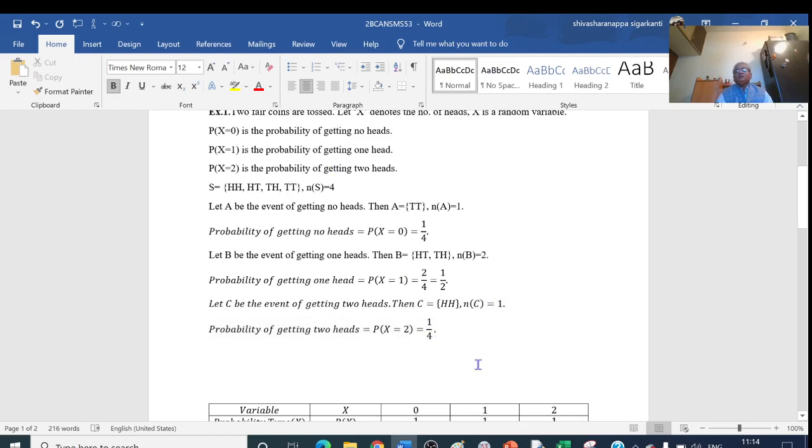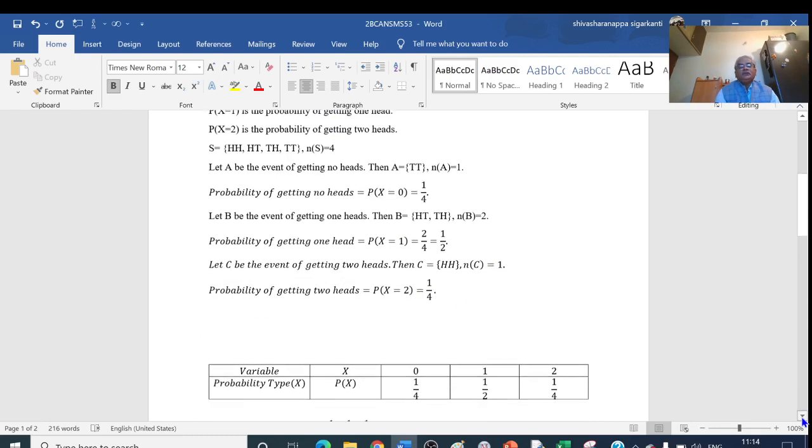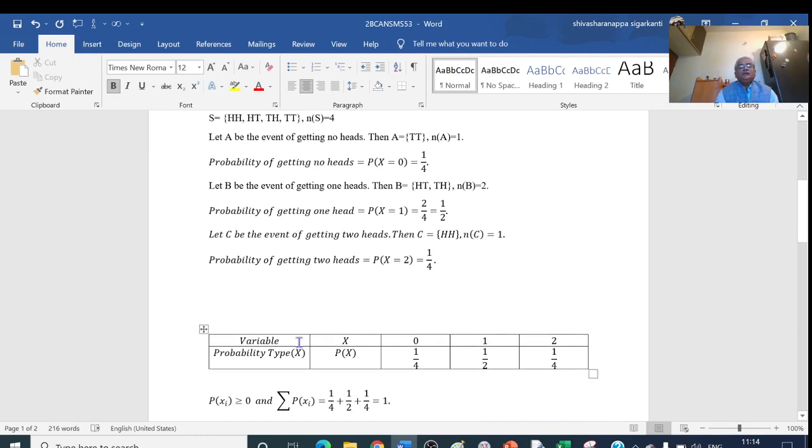These are the probabilities. And if I present these in a table, in the first row we write the variable. That is, x is the random variable here. x can take the values 0, 1, 2. These are the possible values of x.